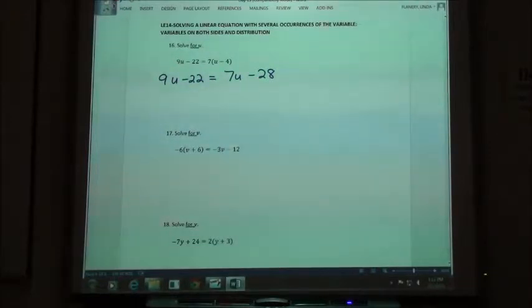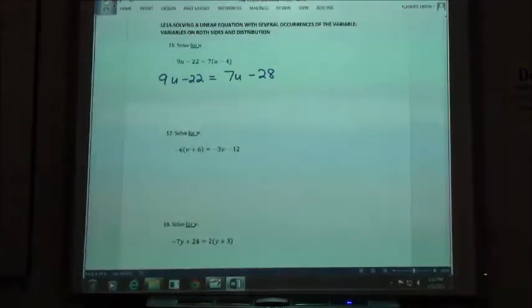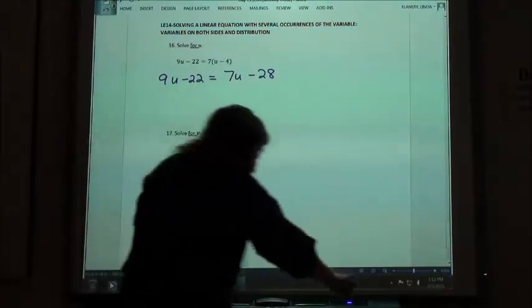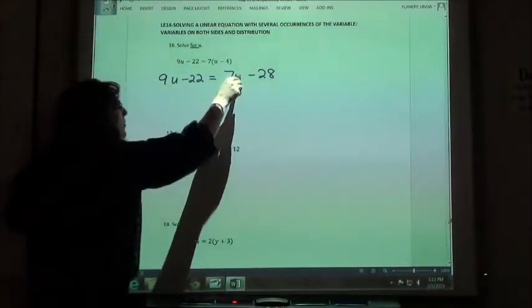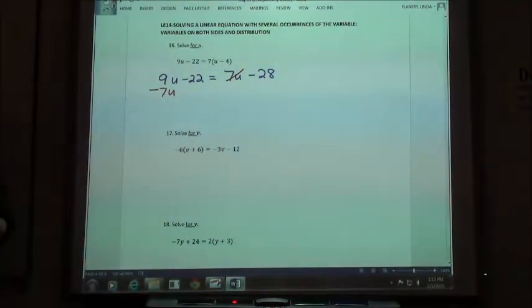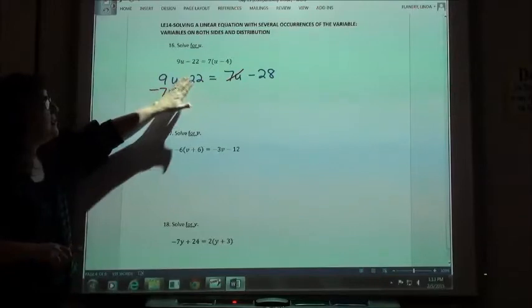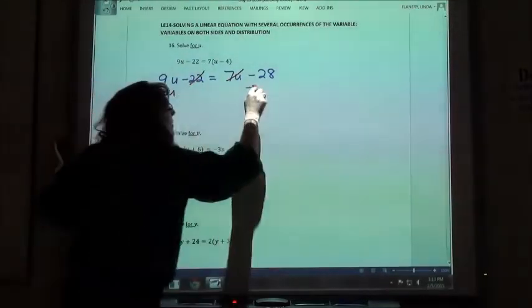Now, what happens when I have both numbers and variables on both sides? I want my variables on one side, my numbers on the opposite side. Doesn't matter which way you move them. Usually I move my variables to the left, my numbers to the right. So I'm going to say, okay, I want to get these variables together. I'm going to move this over here. It's a positive, so I've got to make that a minus 7u. Then in the same step, because I don't want to write a whole bunch of stuff on my paper and I'm going to save some space, I'm going to move my number to the opposite side. Since this is a minus 22, I'm going to plus my 22.